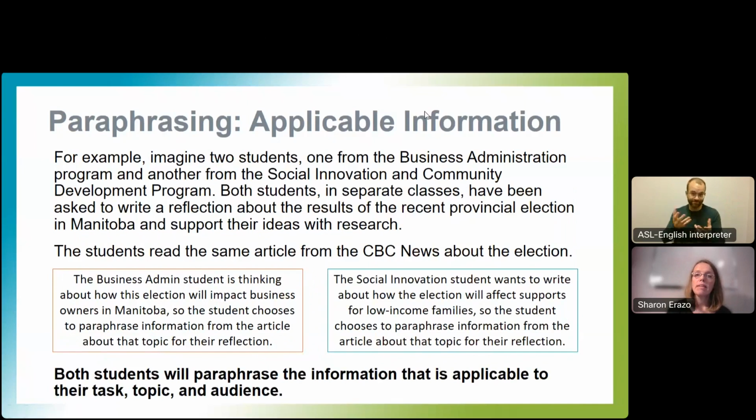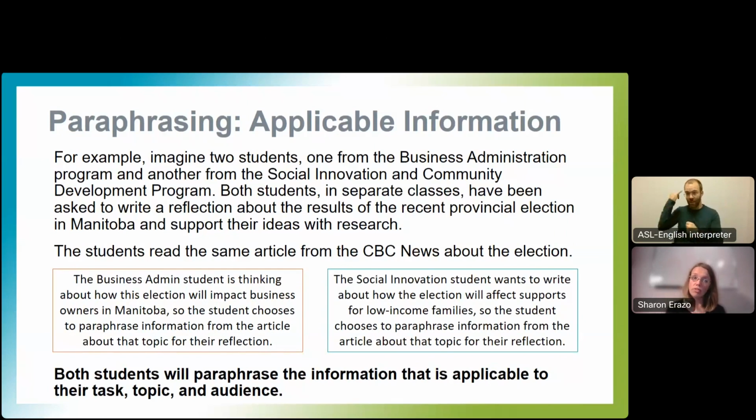An example of what I mean by this. Let's say that we have two students, one from the business admin program and another from the social innovation and community development program. If both students, maybe in separate classes, have been asked to write a reflection about the results of the recent provincial election in Manitoba and support their ideas with research.